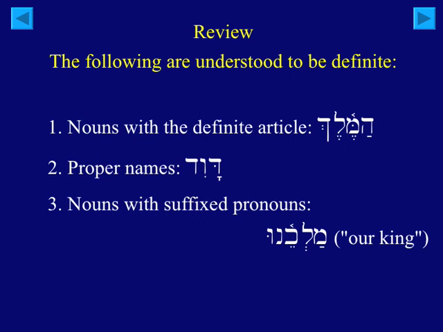Let's remember what makes a noun definite. A noun is marked as definite if it has a definite article, ha-melech, if it's a proper noun, that is a personal name or a geographic name, David, or, as we'll see in an upcoming lesson, if it has a suffixed pronoun on it that is a possessive suffix. So here, not just melech, but malkeinu, our king.